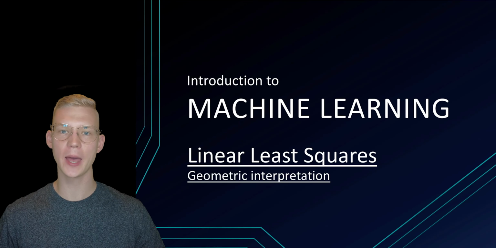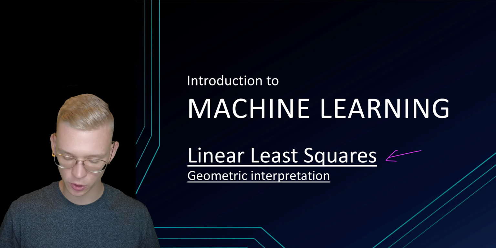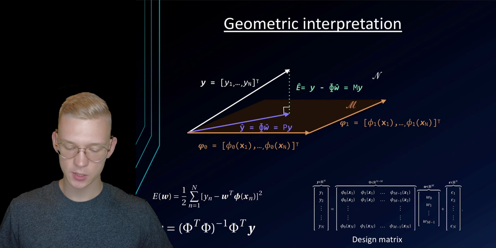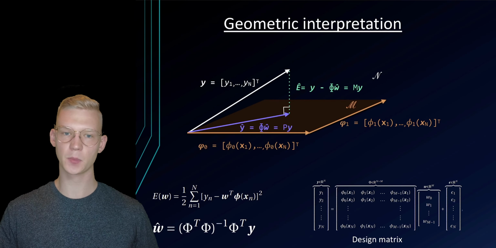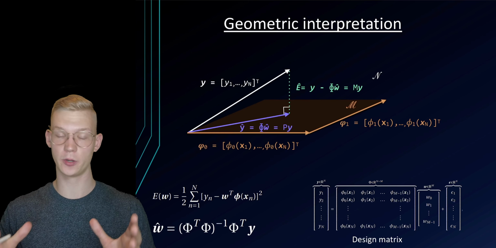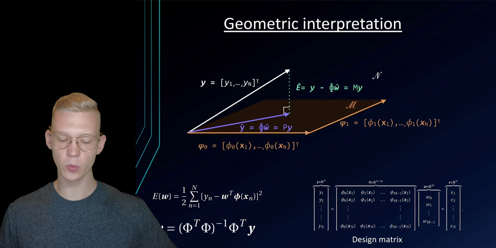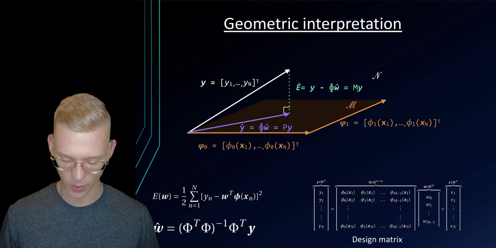In this video, we will have a look at the geometric interpretation of our solution of the linear least squares. Let's jump right in. In the last videos, we talked about how we can get the weights of our parameters, of our basis functions, so that we minimize the error. Now we want to have a look at how we can interpret that in a geometric way.